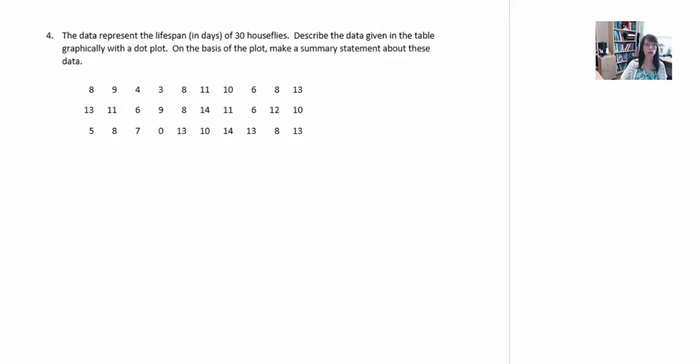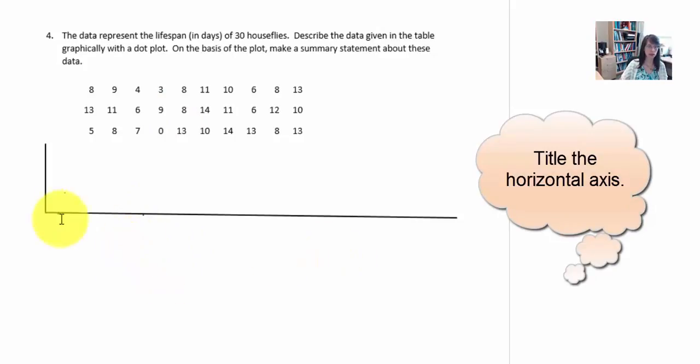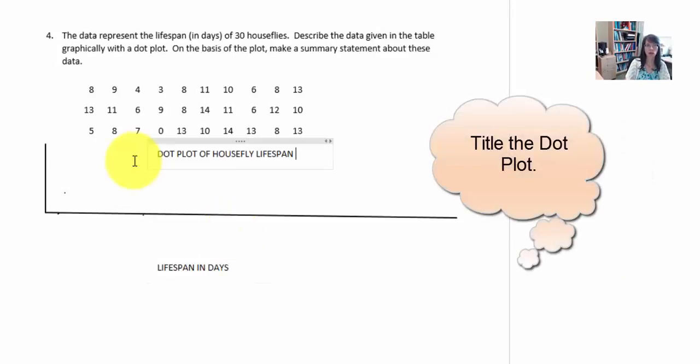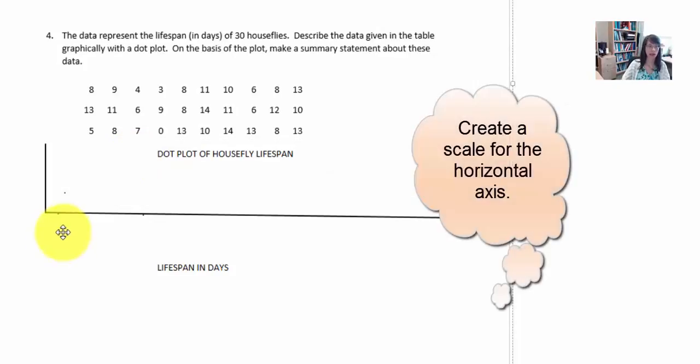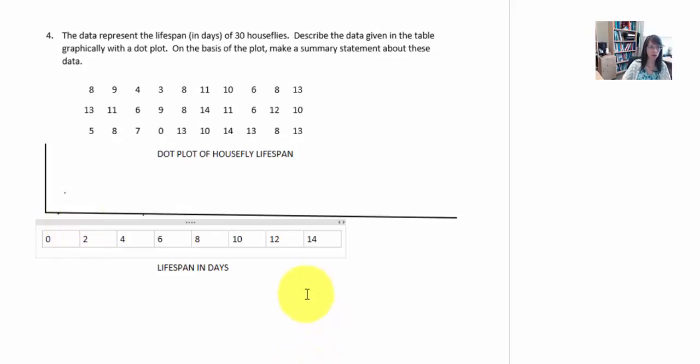So we'll need to insert our horizontal line to start with. And since we know what these data values represent, we can go ahead and put a more detailed title on this horizontal axis, lifespan in days, and our title will be dot plot of housefly lifespan. We need a scale, so scanning the data values, try to find the smallest value, 0, and the largest value is going to be 14. So I think I will count by 2s, making sure I go up to 14.